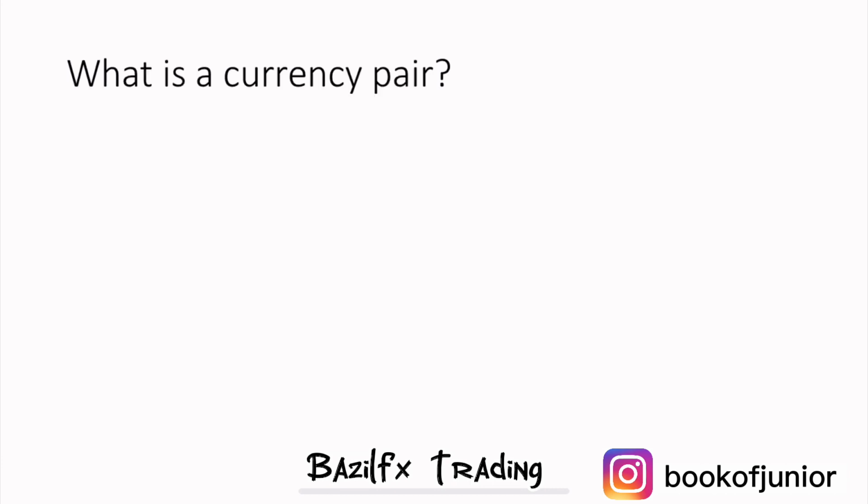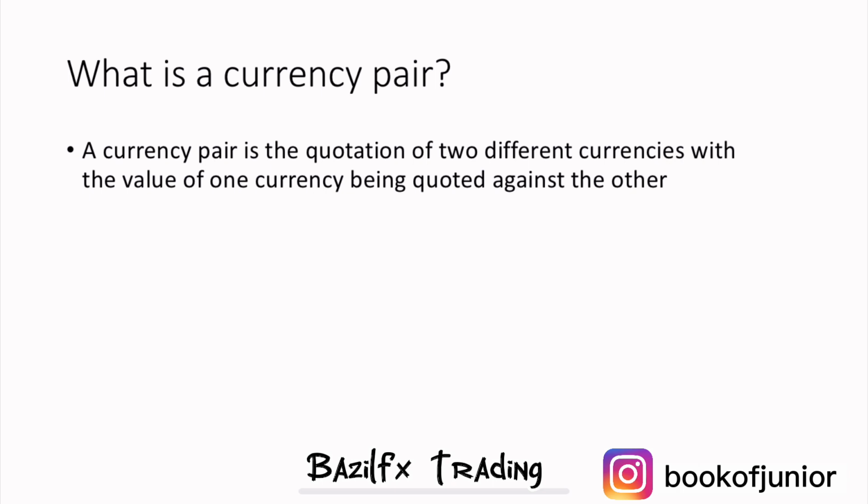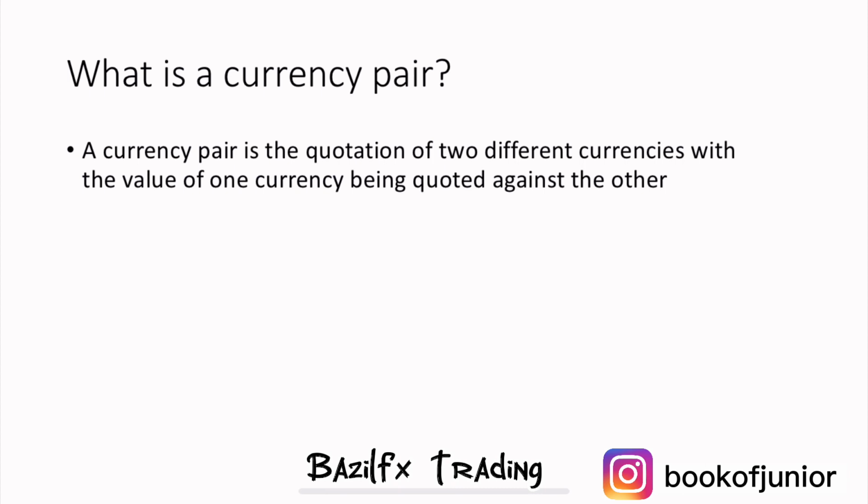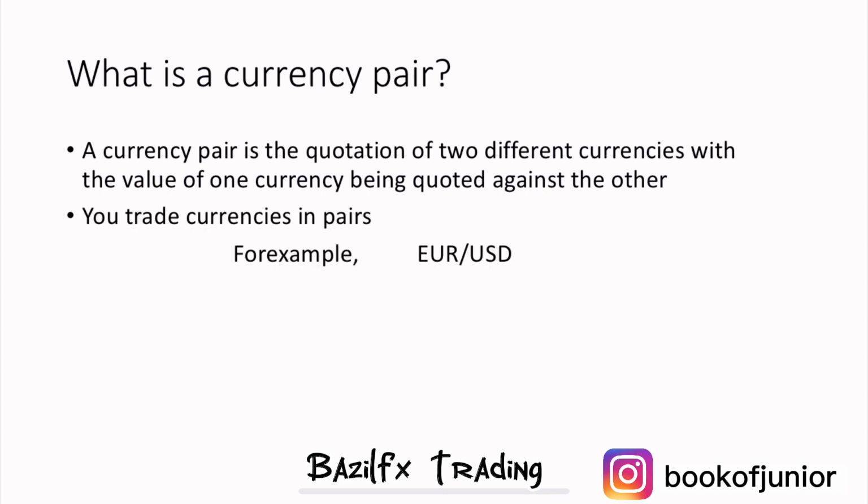Then we shall jump onto a currency pair, because remember we are trading currencies, so we need to know what a currency pair is. We can't trade just one currency. We have to pair them to form a currency pair. A currency pair is just a quotation of two different currencies, with the value of one being quoted against the other. Here, let's say we have EUR/USD. The value of the euro is being quoted against the dollar.